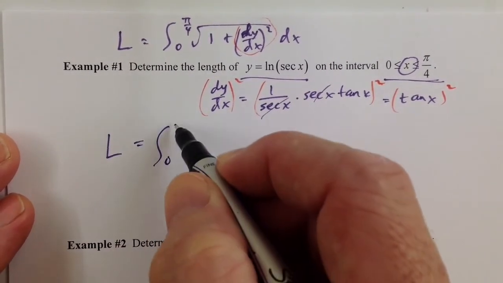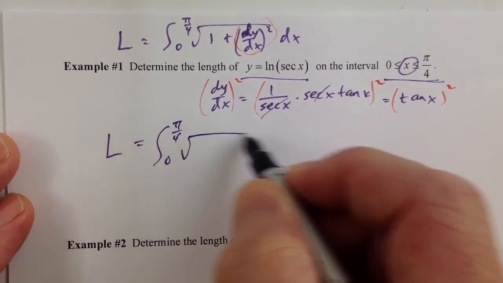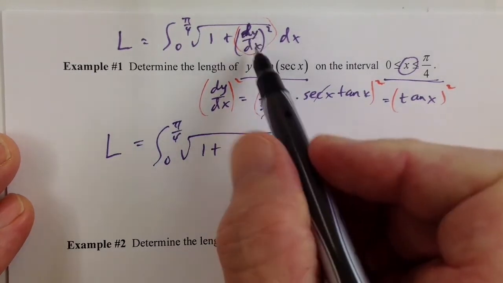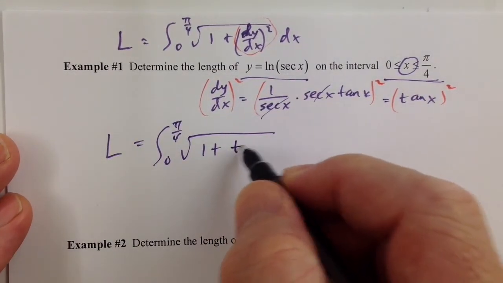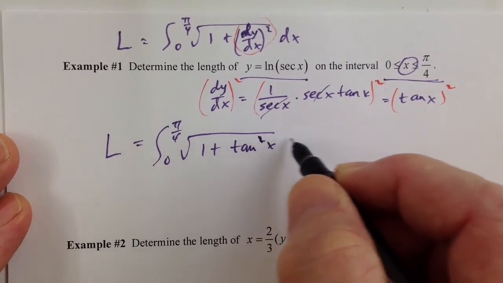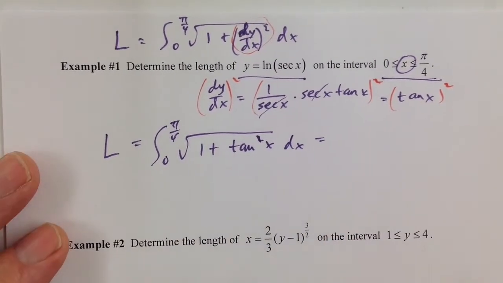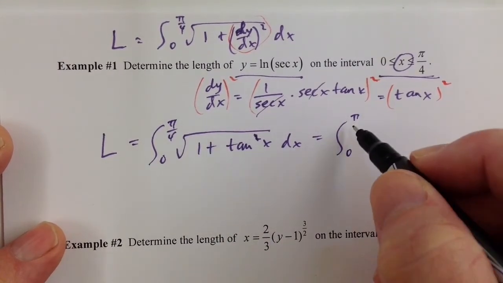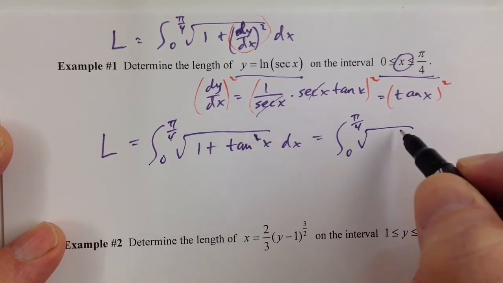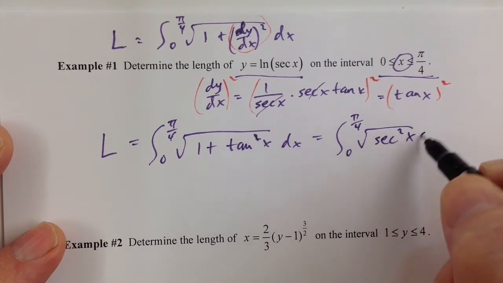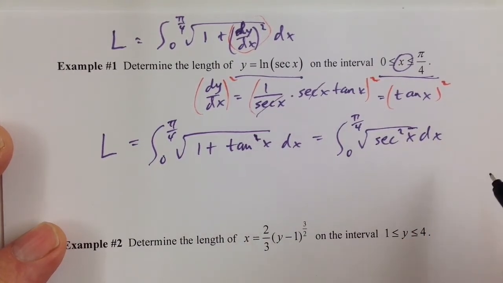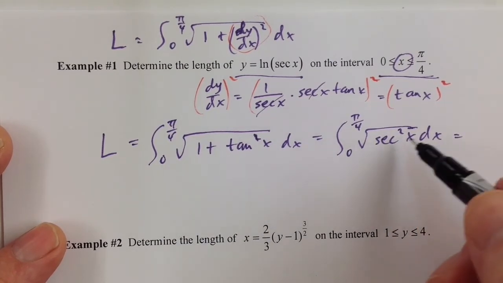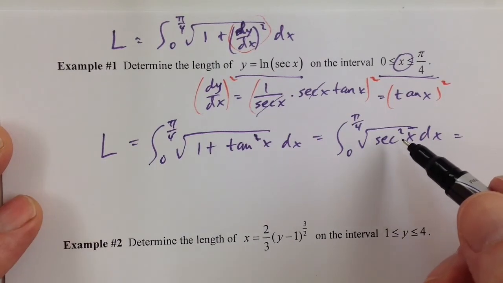Okay, integral from 0 to pi over 4, radical 1 plus, and we have tangent of x, so dy/dx squared is tangent of x squared, or tangent squared of x. Now I'm really testing your memory here. See if you can remember what 1 plus the tangent squared is. Yep, that's the secant squared of x. Good job getting that right away. And then the square root of the secant squared would be the absolute value of the secant of x. So I know you knew that as well.